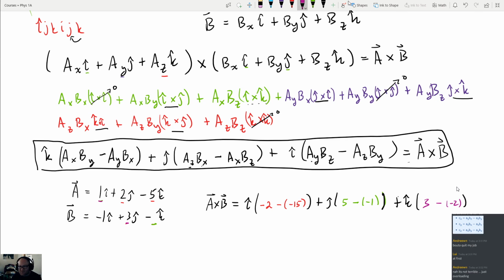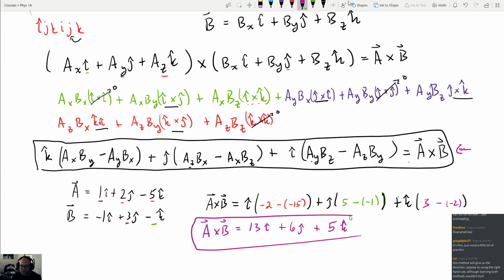It's just numbers, right? It looks awful when you look at it like this, but at the end of the day, it's just numbers. A cross B equals negative 2 minus negative 15 would be 15 minus 2, which is 13. And I could have made a mistake here. You can all check my work if you want to. 5 minus negative 1 is 6. And then 3 minus negative 2 is 5, right? That's your answer. So notice that you get a vector.